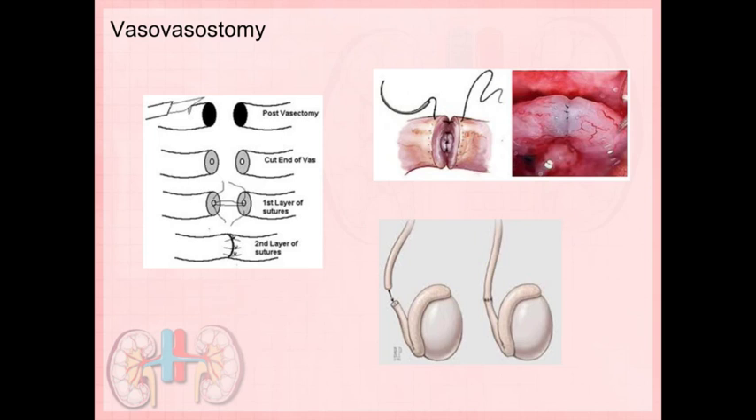A vasovasostomy is the reversal of a vasectomy. It's an anastomosis of the vas deferens to return fertility to the male patient. This procedure is usually done with the microscope and takes much longer than the original vasectomy.